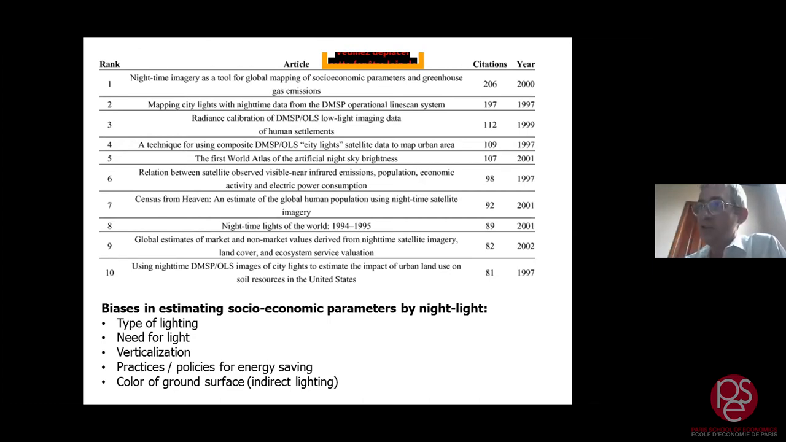Another bias is the verticalization. I already mentioned the other indicator, which is building density and verticalization. When we have very, very high buildings, it's very difficult to conclude about the lights which are switched on in the streets. Also, it's important to take into account when possible the practices or the policies in terms of energy saving, because there is a tendency in the past years to try to avoid wasting a lot of light, of energy. And also the color of the ground surface, because, as I've already shown last week, if the ground of the streets and parkings and so on is very clear, this will contribute to the night light that is measured by the satellite. So there is an indirect lighting which can also influence the intensity of the light that we are likely to measure from the sky.